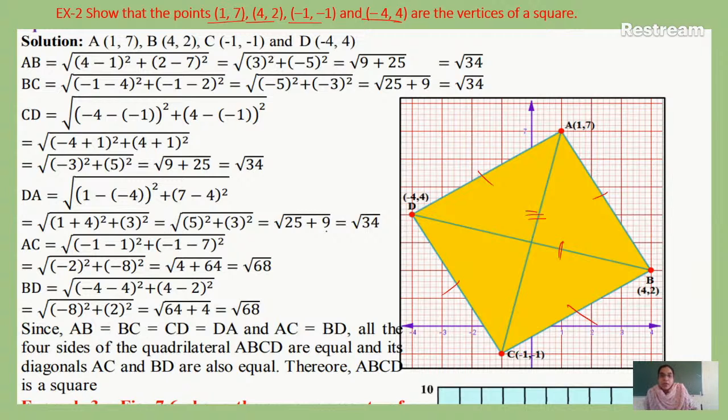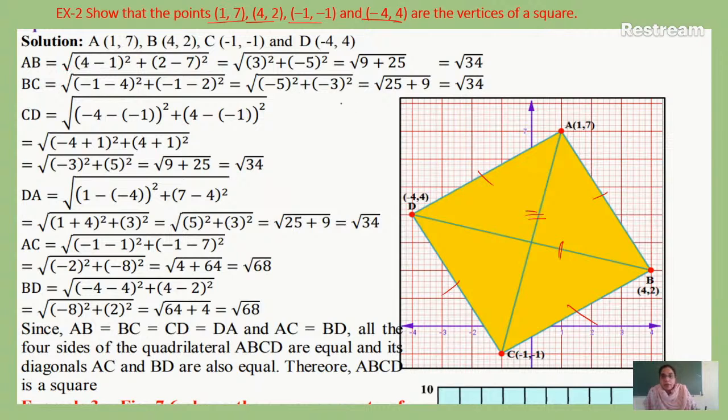Whenever you are checking for any of the conditions of the figures, your first work is you have to check the lengths of the sides as well as the lengths of the diagonals. Here, if you see the solution, better name the points as given. A square means 4 points should be there: A (1, 7), B (4, 2), C (-1, -1), D (-4, 4).